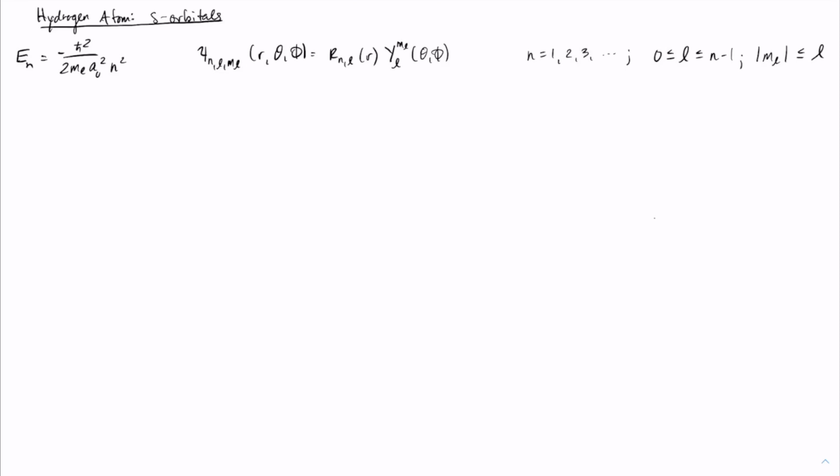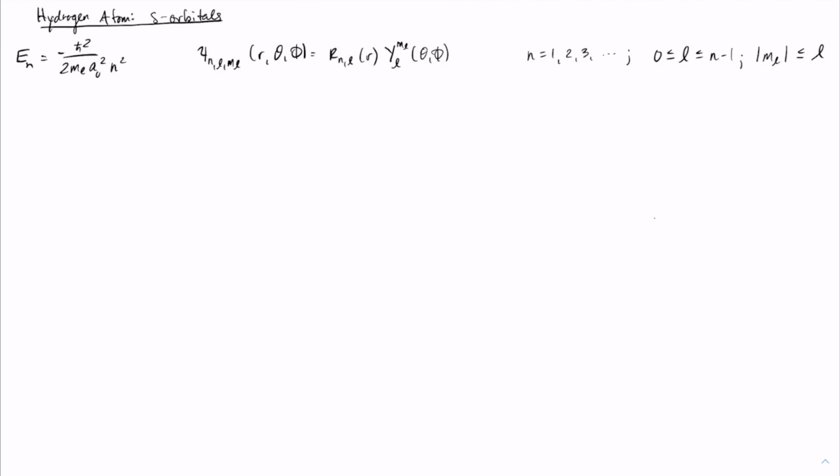In this section, we'll start discussing the three-dimensional structure, or as close as we can get to discussing the three-dimensional structure of the different solutions to the time-independent Schrödinger equation for the hydrogen atom, starting with the s-orbitals. But before we dive into that, I want to talk briefly about what I mean by the phrase orbital.